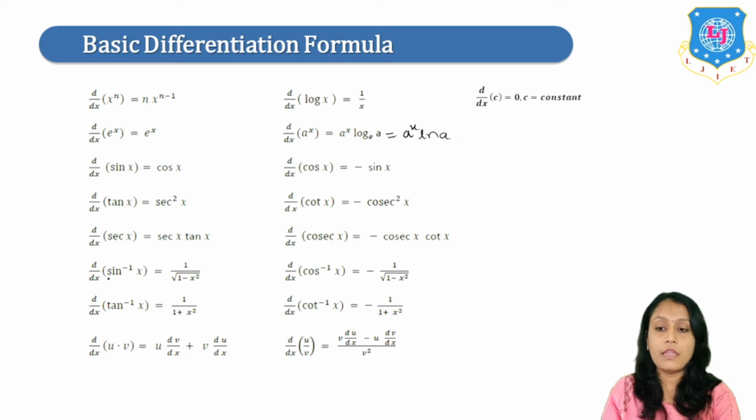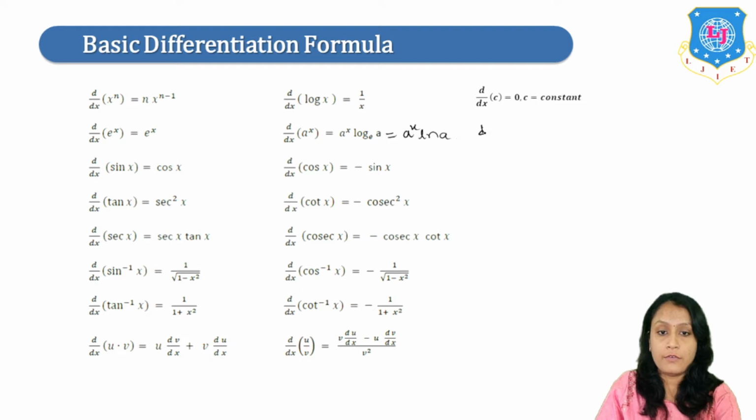Okay. Now, d by dx of sin inverse x is 1 upon under root 1 minus x square, and d by dx of cos inverse x is minus 1 upon under root 1 minus x square. Okay, the term is same, only we have a negative sign over here. Then d by dx of tan inverse x is 1 upon 1 plus x square, and d by dx of cot inverse x is minus 1 upon 1 plus x square. Again, the term is same, we have a negative sign over here.